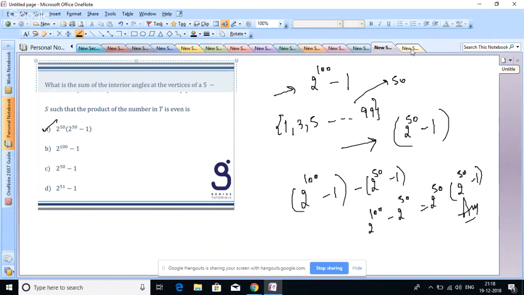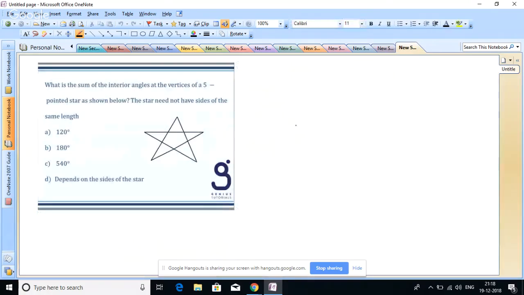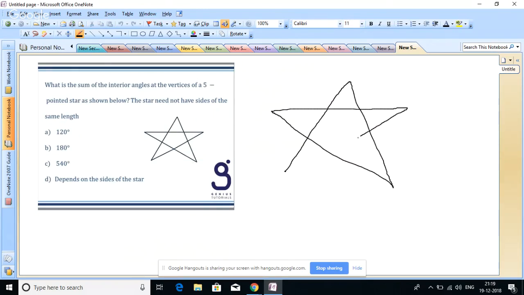Let's move on to the next question. Now in this question, it is given that this is a star, and you have to find the sum of all interior angles of this. That means you have to find this, say A, B, C, D, E. You have to find the sum of all these angles. So we have different methods to solve this.